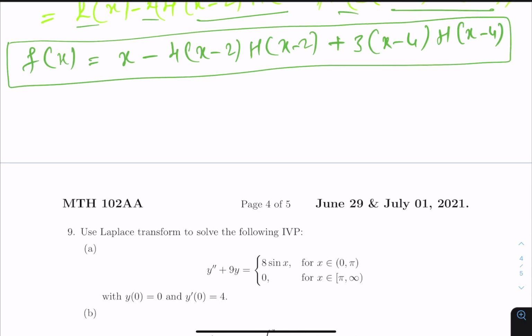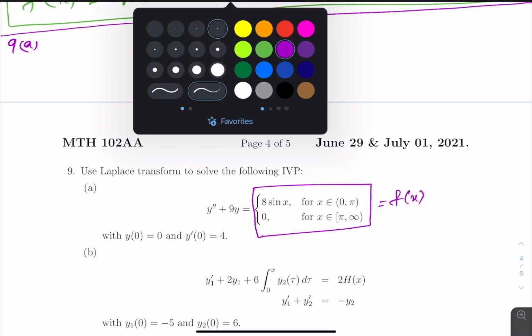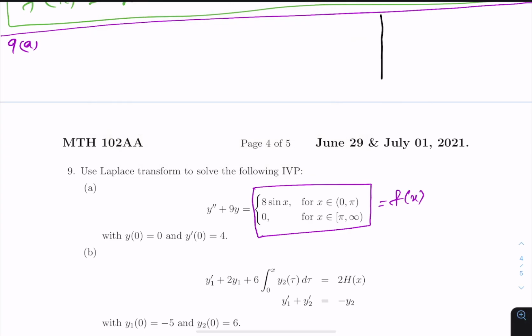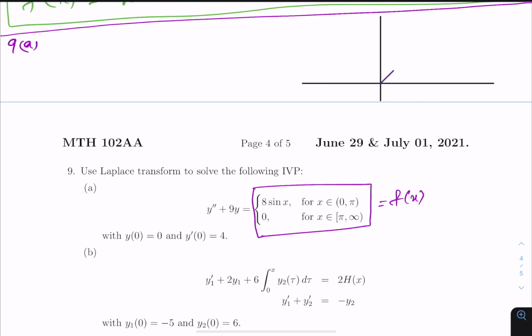So 9a, so let me start 9a from here, let's say. Okay, 9a. We need to use the Laplace transform to solve the initial value problem. In this case, the right hand side, whatever is given here, let's say this is your f of x. So f of x is given as some scaling.